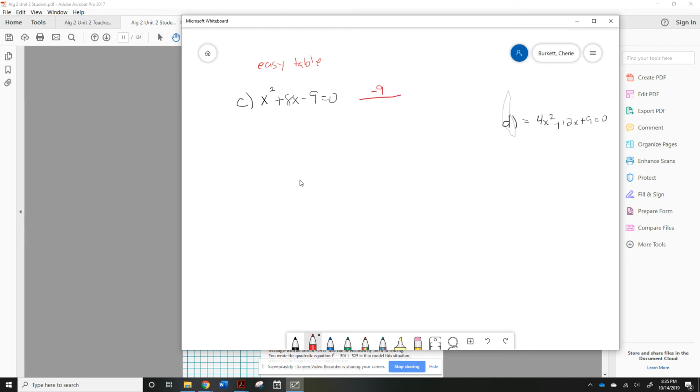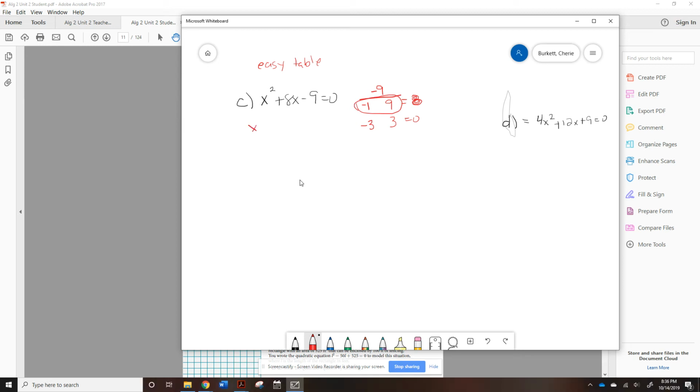Negative 9. How do we get negative 9? We can multiply 1 times 9, or we can multiply 3 times 3. Now, we need a negative 9, so one of these numbers has to be negative. If we make this one negative, then when we put those two together, we get a positive 8, and that's exactly what I want. If I made one of these negative, I'd get 0. So this is the pair that I want.